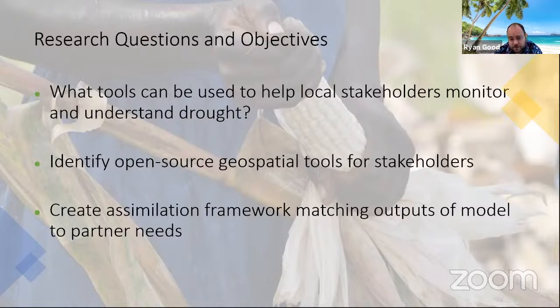The next objective for the project flowed directly from that, and that was to create a framework in order to compare the outputs of the model in those 10 different indices with the current data that's used by the Drought Management Authority that relies solely on vegetation health in order to better assist them and in turn local stakeholders, local farmers in understanding the information that can be gained from different drought indices.